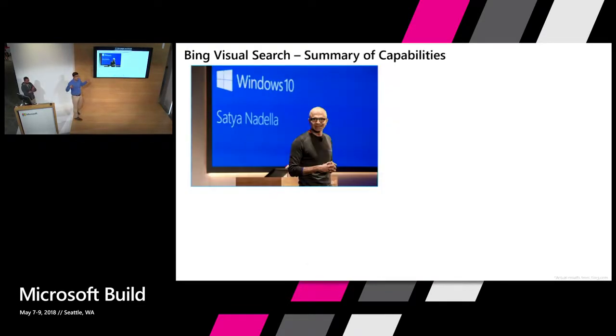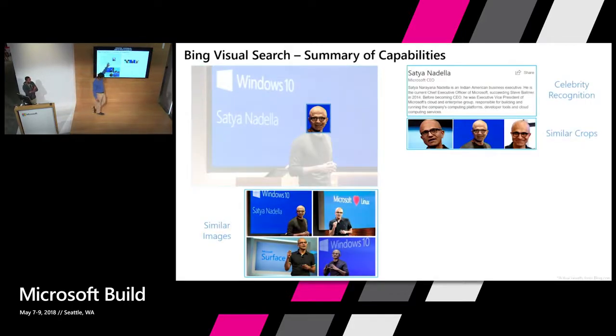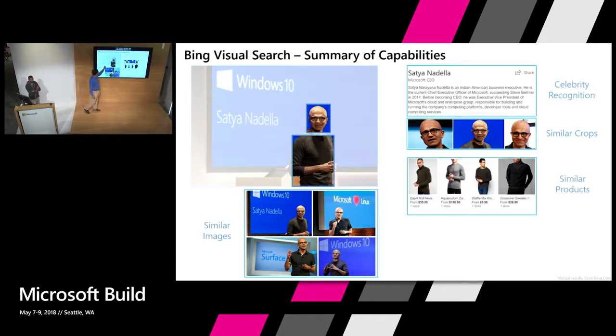Now, I talked about a lot of different capabilities, and this is like one single API. So here, I'm trying to summarize that. Given a picture like this, you get similar images. You understand that this is Satya Nadella. You also get similar crops for the cropped region. You can detect the object from fashion, and you can get similar products from that. And this is something that you can restrict your domain again. And on top of that, you get web sources.